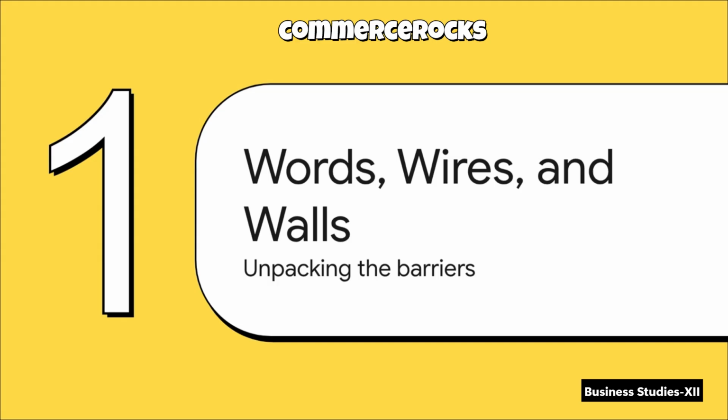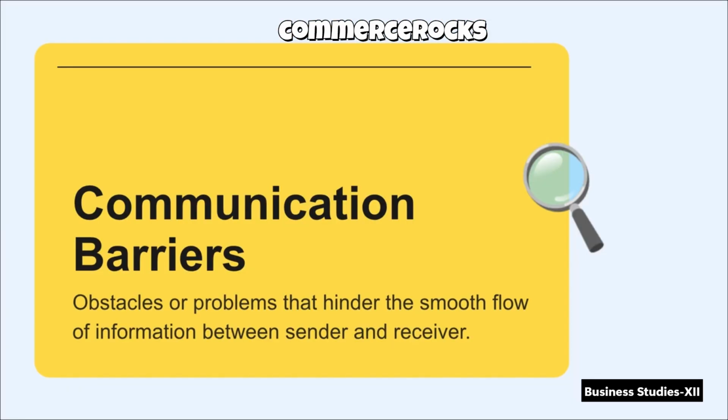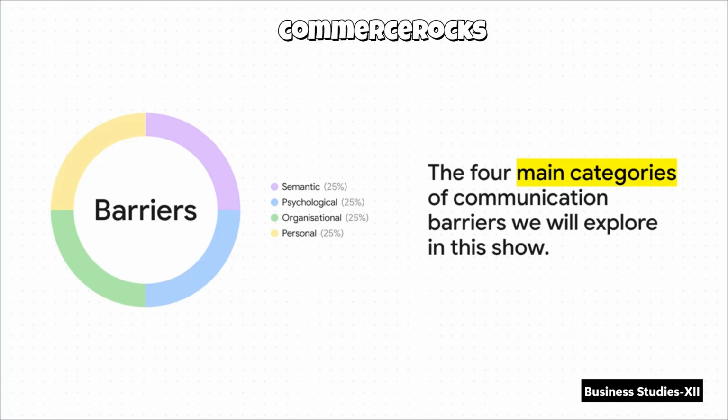What are these invisible walls that just get in the way of a clear message? Well, according to our source material, they're basically anything that stops information from flowing smoothly from one person to another. These barriers can twist the meaning, they can slow it down, or they can just stop it completely. Think of them as the glitches in the communication system. And these glitches, they fall into 4 main categories, which we're going to unpack one by one.